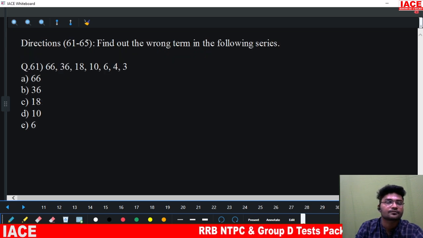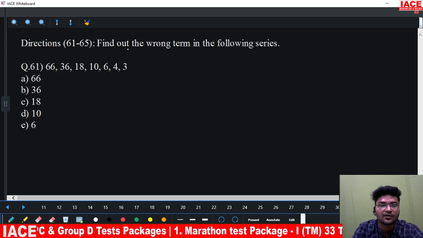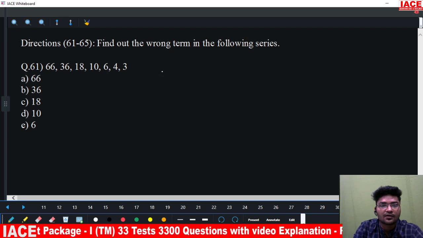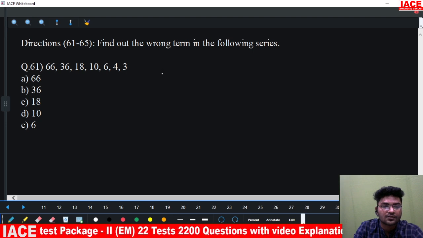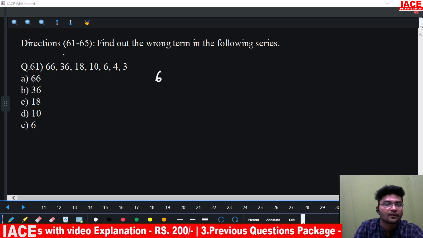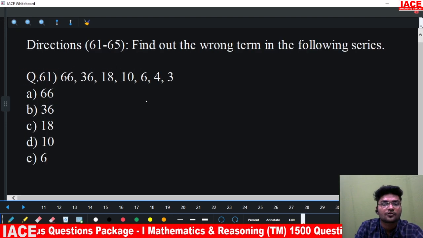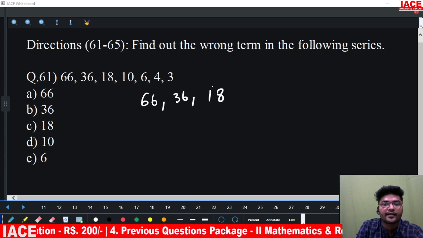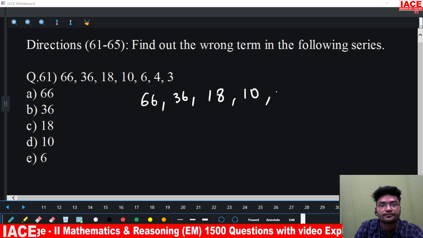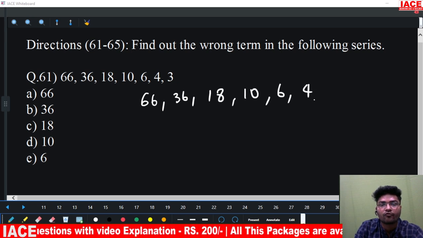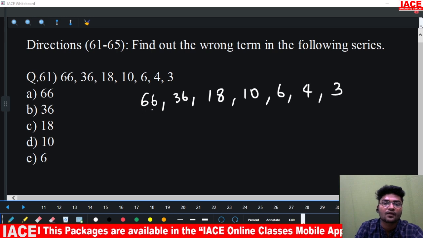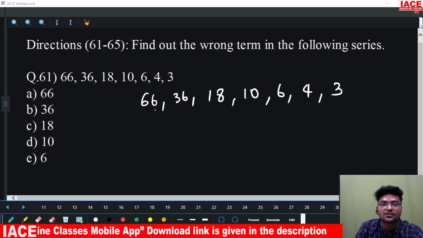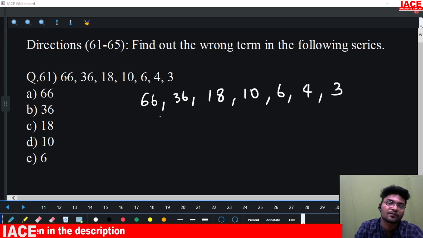Next question. Question number 61. We have a wrong number series here. Wrong number series means let us write down the numbers first. Let me zoom it first. So we have 66, 36, 18, 10, 6, 4 and 3. From 66 to 36, there is nothing I am observing.